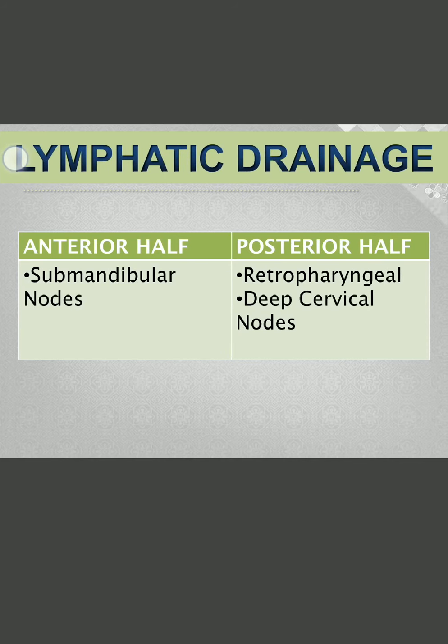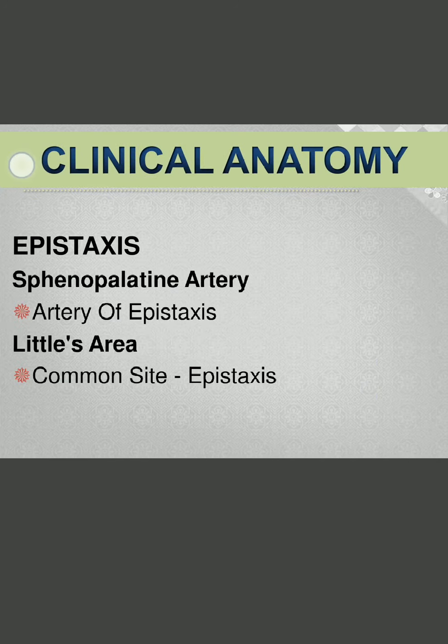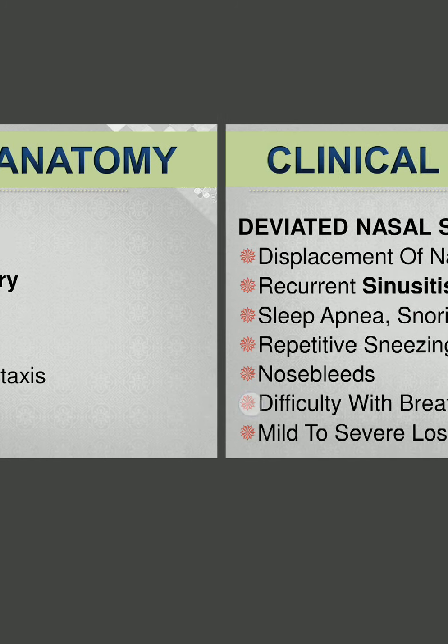Lymphatic drainage, anterior half का lymphatic drainage होता है into the submandibular nodes. Posterior half is by the, क्योंकि वो pharynx से नज़दीक है इसलिए it is drained into the retropharyngeal and the deep cervical nodes. क्लिनिकल एनाटमी है वन जो हमने ऑलरेडी देख लिया. एपिस्टेक्सिस इज कॉमन एंड दैट एपिस्टेक्सिस की जो आर्टरी है दैट इज़ द स्फीनोपैलेटाइन आर्टरी मेनली. एंड जो सबसे कॉमन जो साइट है एपिस्टेक्सिस का दैट इज़ लिटिल्स एरिया. दैट्स द कॉमन साइट जहाँ पे एनास्टेमोसिस हो रहा है बहुत सारे ब्रांचेस का.